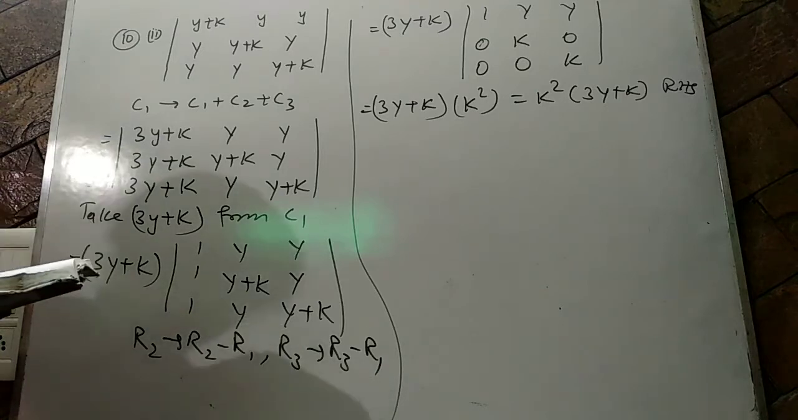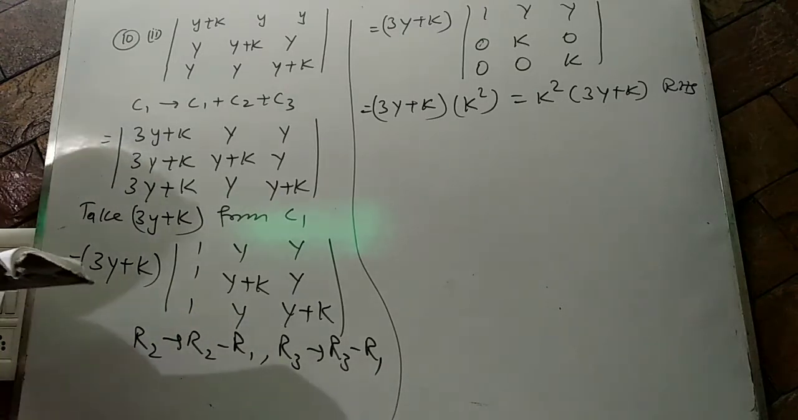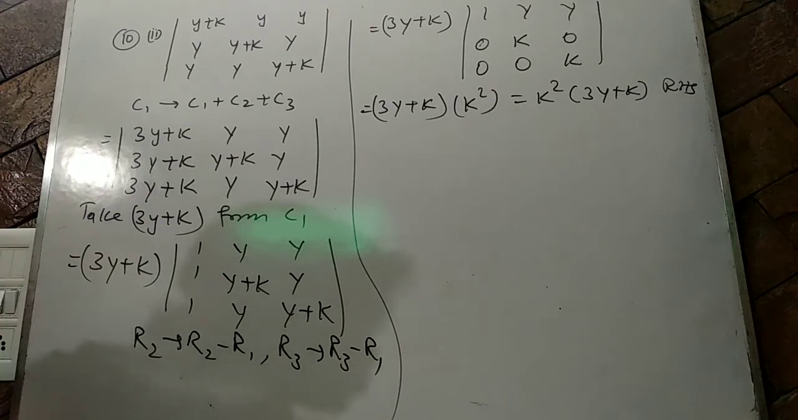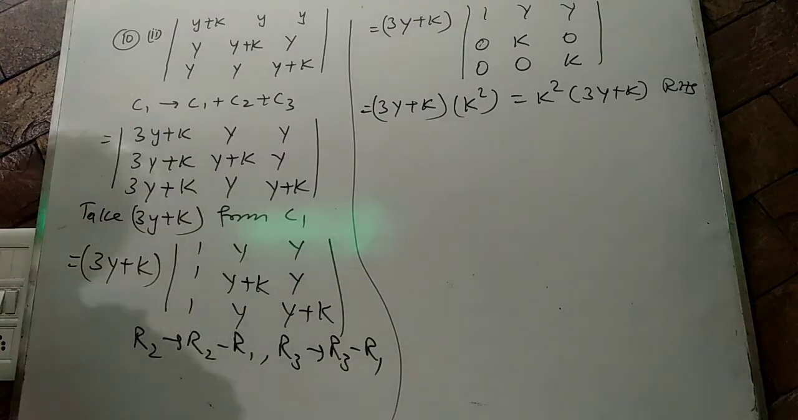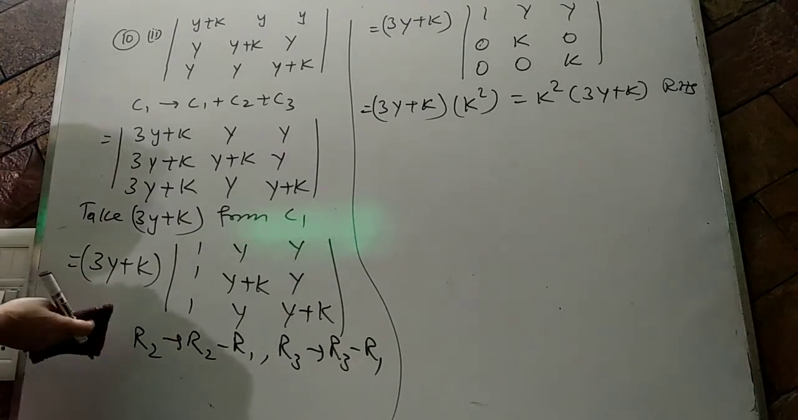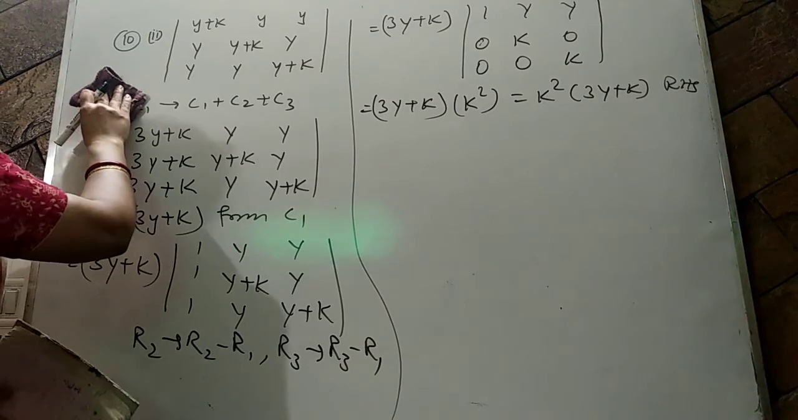Now let me take question number 11. This 11th one is a 6 mark question, a repeated question. It is just a 2-3 steps answer. Which part should I do? Any one part I will do, first or second. Shall I erase this one? Yes, beta.